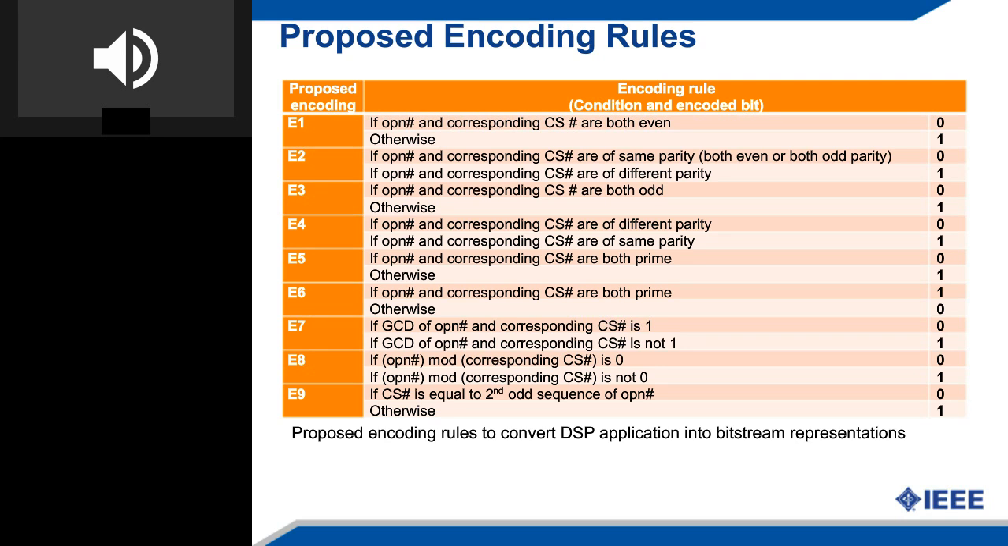So you may have different types of encoding algorithms that could be devised by the designer, and they could extend up to 2 to the power m different types of encoding algorithms possible for an m-operation data flow graph. These are just some examples that I've listed here for you to understand how the encoding rule basically works for the operations of a DFG.